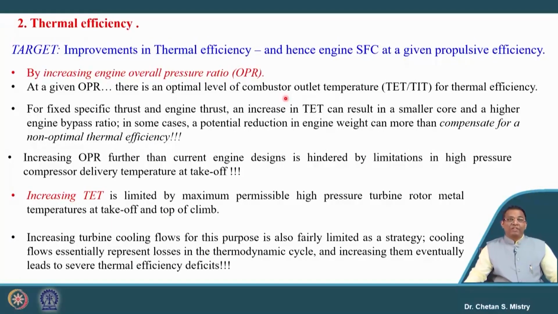Now, let us target the second case. It is related to the thermal efficiency. What do we mean by thermal efficiency? We want to improve the thermal efficiency and hence engine specific fuel consumption at a particular propulsive efficiency. We have discussed all these aspects in the past 8 weeks. In order to improve the thermal efficiency, one way is to increase the overall pressure ratio. If we increase the overall pressure ratio, then it will give the optimal level of turbine entry temperature for a particular thermal efficiency.